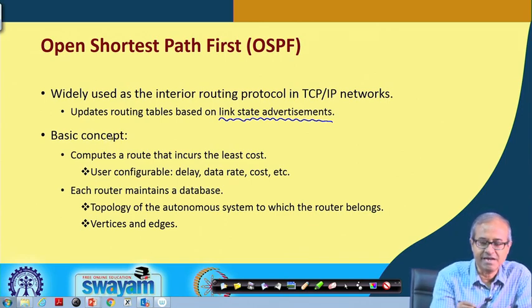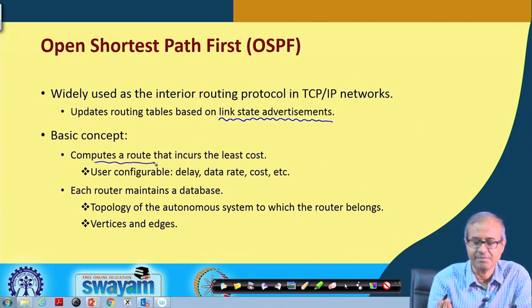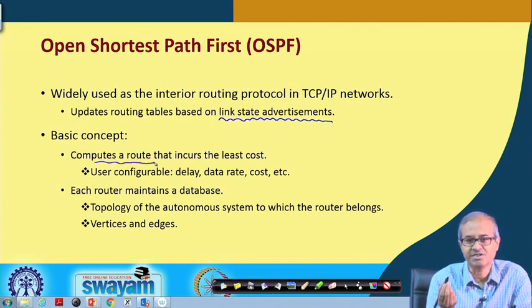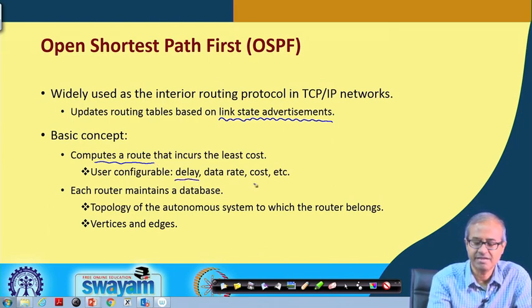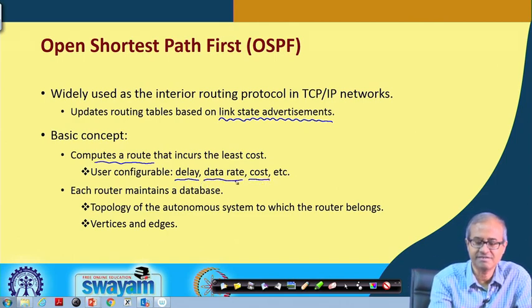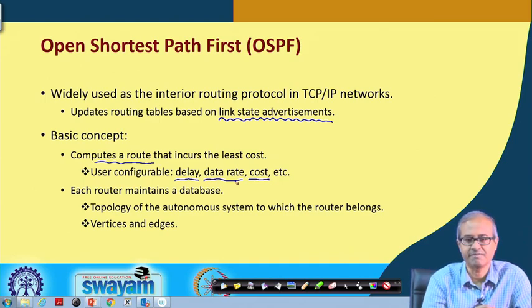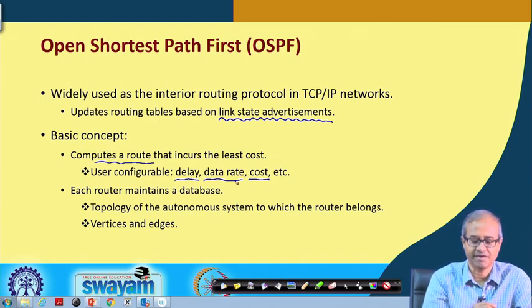The basic concept is that OSPF tries to compute a route again dynamically based on some least cost algorithm. The notion of cost again can be configured. How do you define cost? Is it minimum delay? Is it minimum cost, or is it with respect to the data rate of the links you are following? How are you defining it?